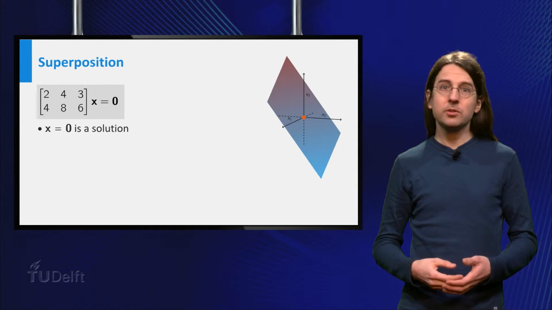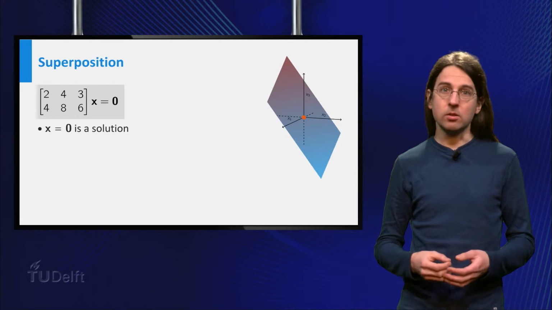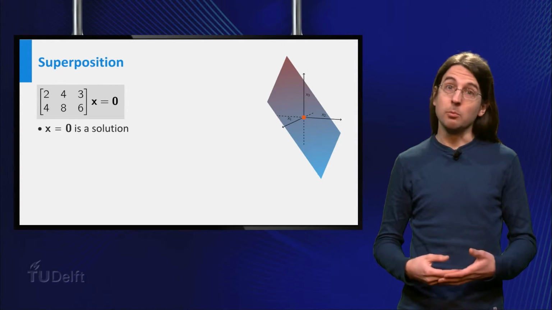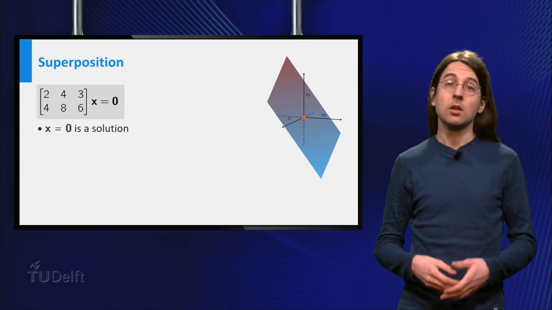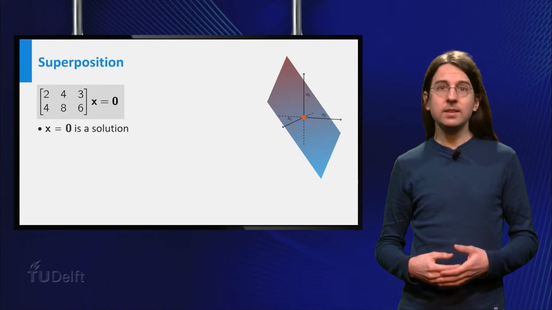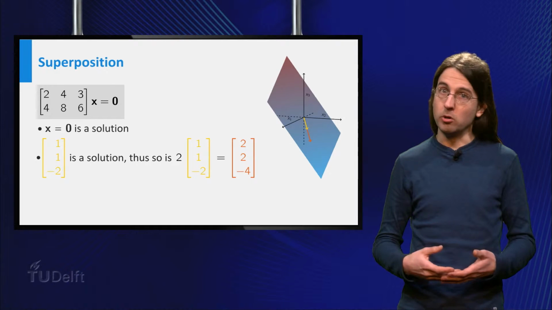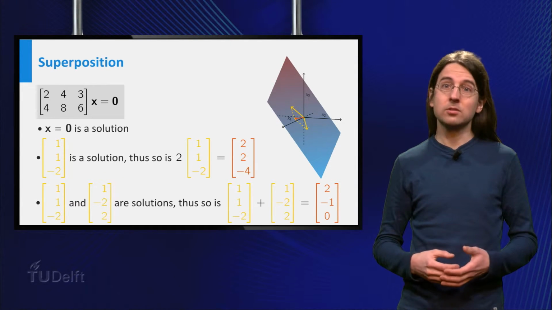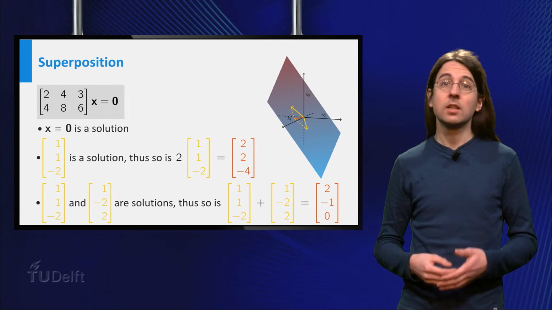An important property of sets of solutions to homogeneous equations is the concept of superposition. If you take a multiple of a solution, you obtain a new solution. For example, twice the yellow vector is another solution. Moreover, if you have two solutions, the two yellow vectors on the slide, then the orange sum of the two solutions is another solution.